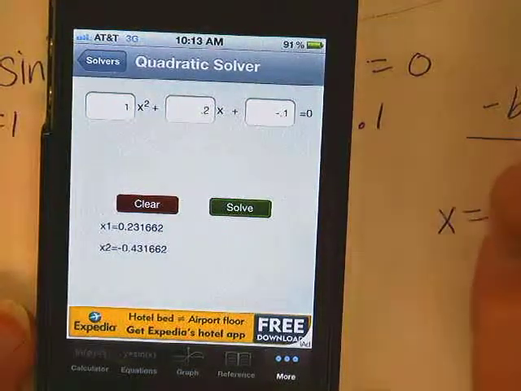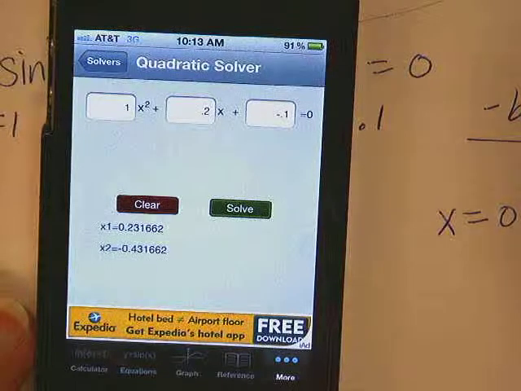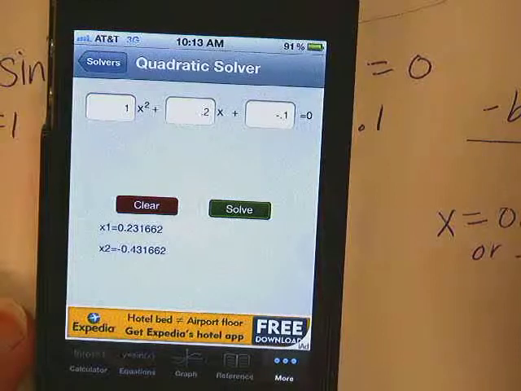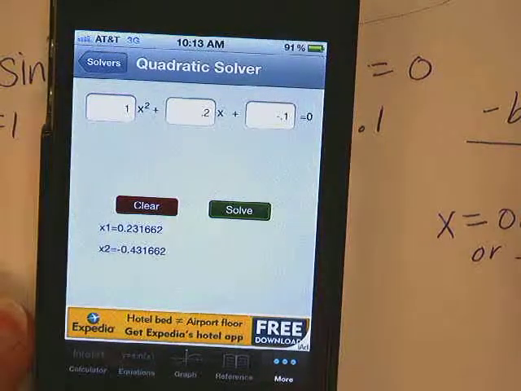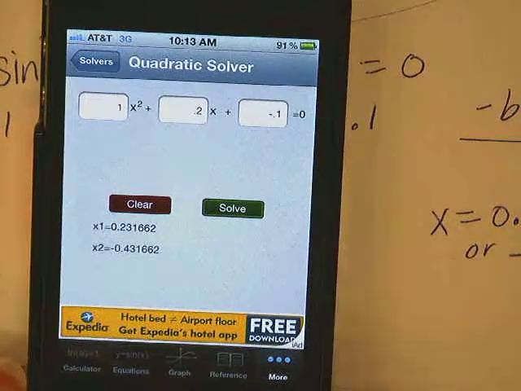And hit solve. And we should get two answers. X equals 0.231662 or negative 0.431662. Those are probably rounded, but that's okay.